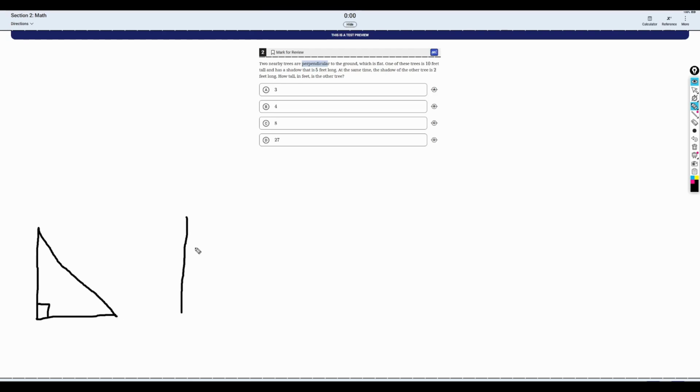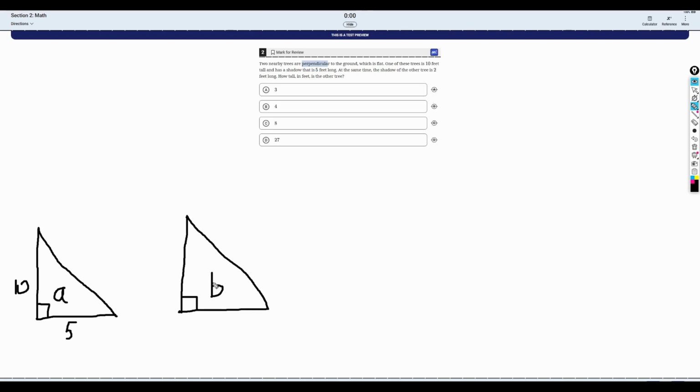Now we're going to draw 2 because we're talking about 2 different objects. This first triangle, we can call it A. And the second triangle, we can call it B. So triangle A is given 10 feet tall, and the shadow is 5 feet long. Now, a lot of people think they put the shadow as the hypotenuse, but that is wrong. You put it as the other leg.